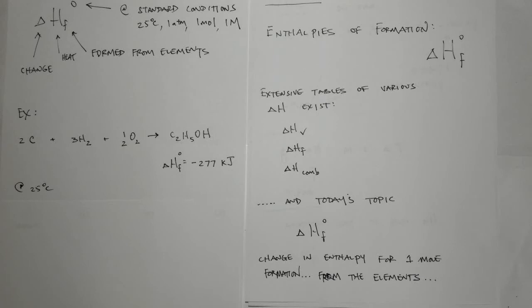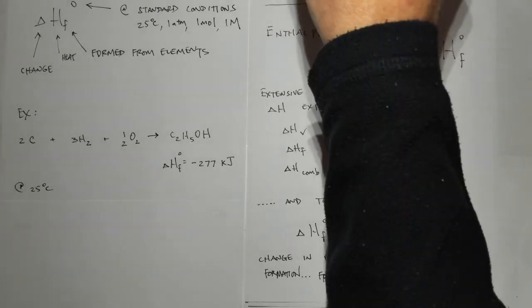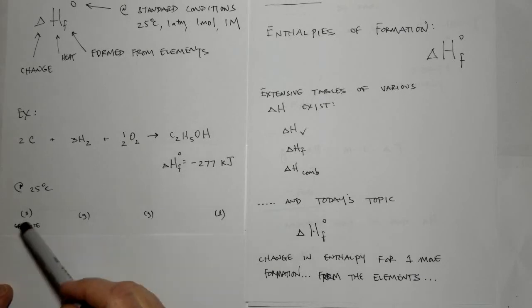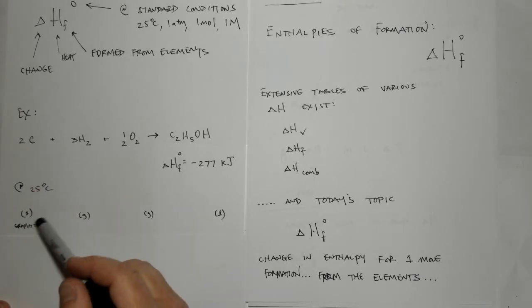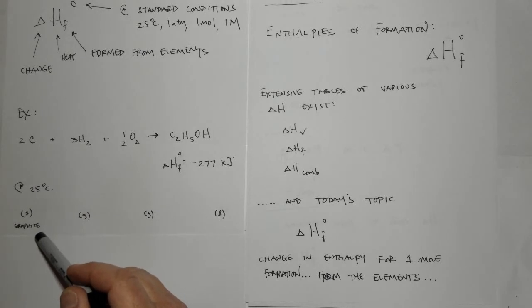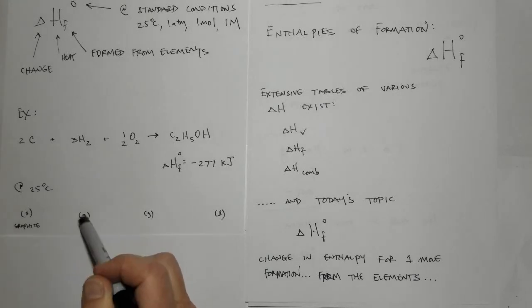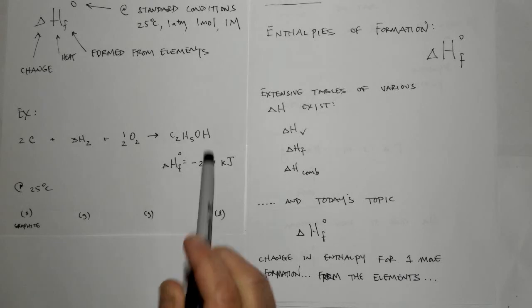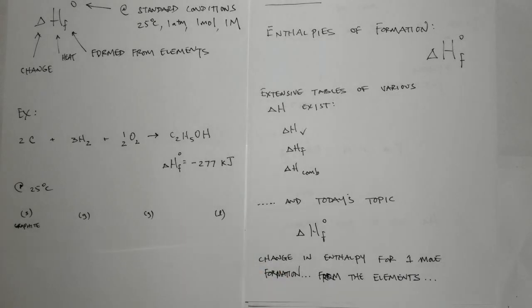And this happens to be only okay at 25 degrees Celsius. And for this particular chapter, we'll never look at any other temperature other than 25 degrees C. Now, the states of matter are very important, because at 25 degrees Celsius, carbon is in a solid state, and it happens to be in an allotrope called graphite, as opposed to something like diamond. Hydrogen is a gas at 25 degrees Celsius, oxygen is a gas at 25 degrees Celsius, and ethanol is a liquid at 25 degrees Celsius.